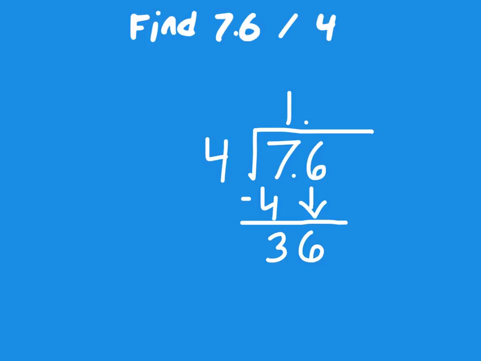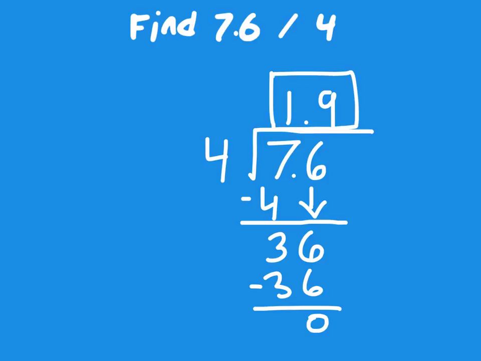4 goes into 36. How many times? Your answer is 9. 9 times 4 is 36. 36 minus 36 is 0. And so our answer is 1.9. So it's very critical that you bring your decimal point straight up from your dividend, so that way it's in the correct place. If you put it over here, you'd get 19. And if you put your decimal point over here, then it would be 0.19. So before you even start to divide, it'd be good to get into the habit of just moving it up and then dividing like normal.